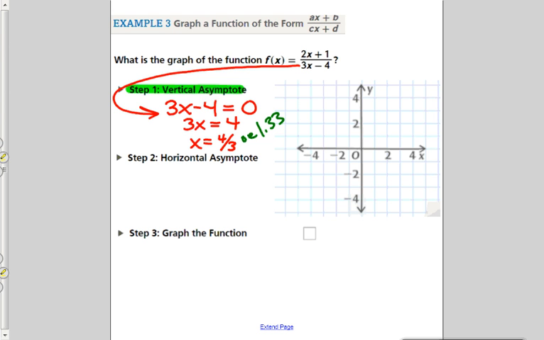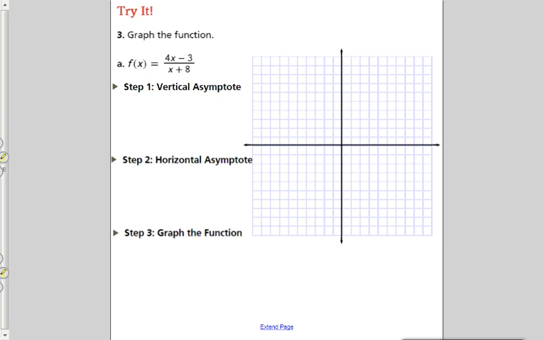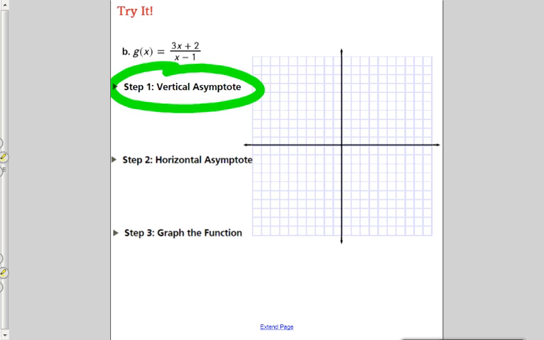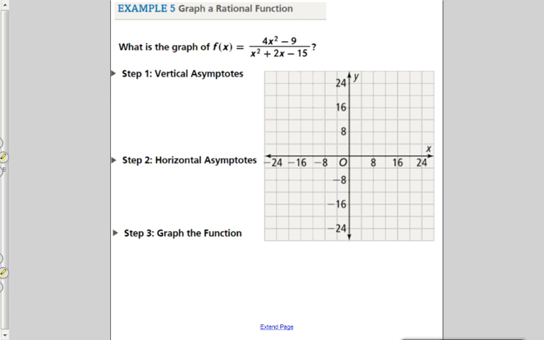So you'd go over to about 1 1/3. At 1 1/3, that's where the vertical asymptote would be. Again, we're only focusing today on vertical asymptotes. You're going to try it A, step 1 only. Try it 3B, step 1 only. And then let's move to example 5.